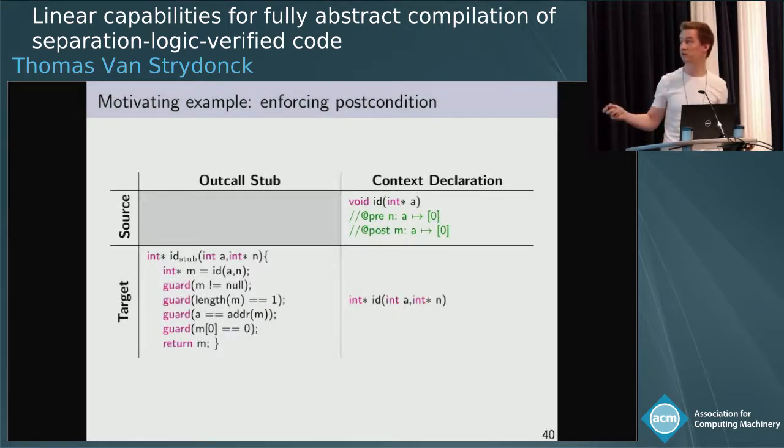And to enforce the postcondition of the identity function, we create a stub function, or a wrapper function, around this identity function that checks that the postcondition of this ID function is actually being upheld. So these four guard statements are just a verification of all the implicit restrictions present in this postcondition.